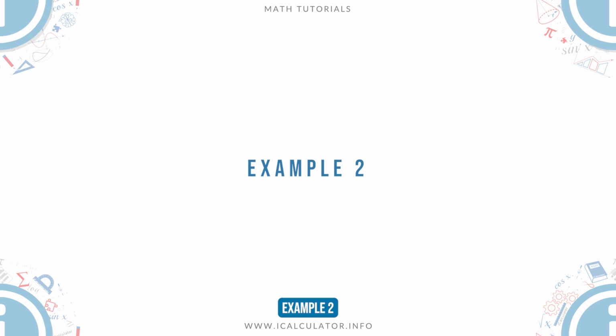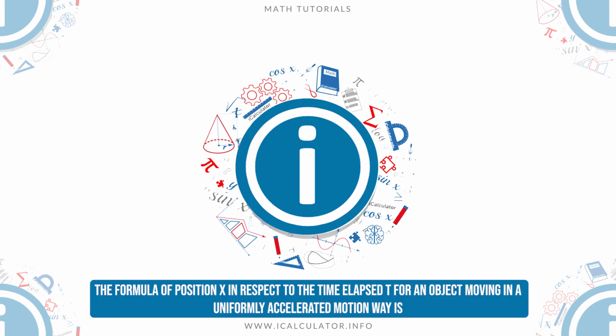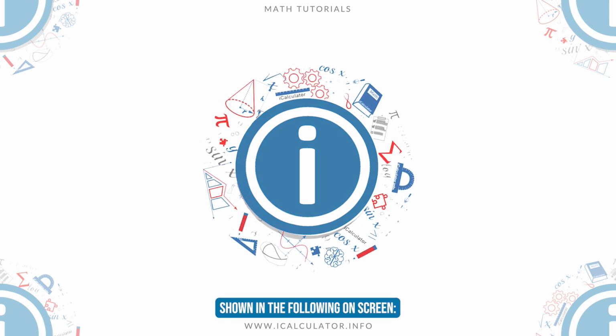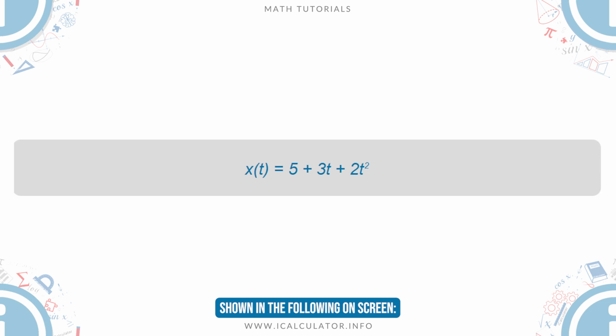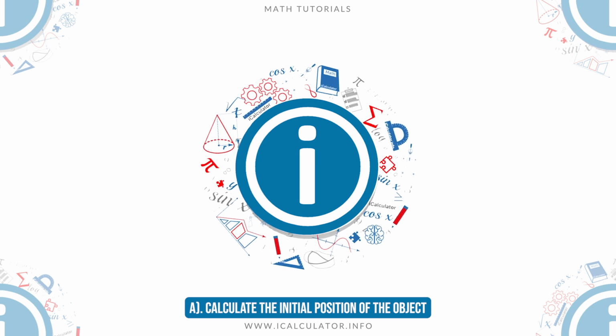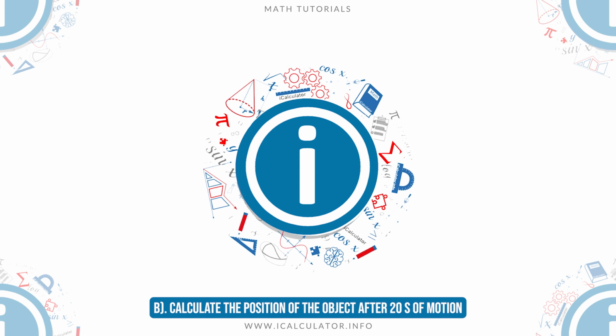Example 2. The formula of position x, with respect to the time elapsed t, for an object moving in a uniformly accelerated motion way is shown in the following on screen. A. Calculate the initial position of the object. B. Calculate the position of the object after 20 seconds of motion.